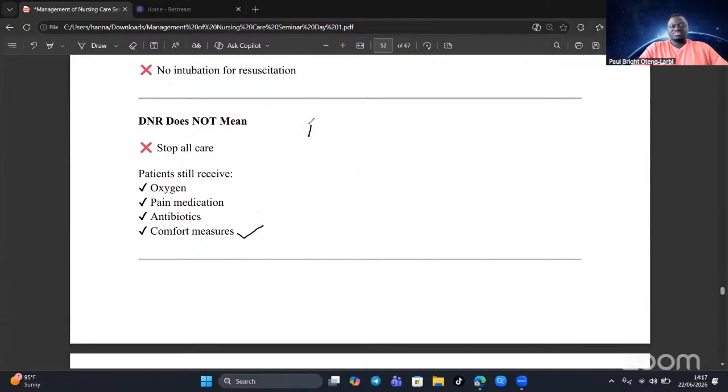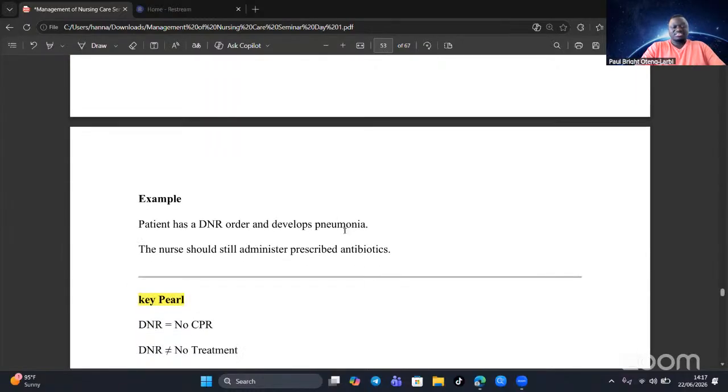Okay. Do not resuscitate. If you give somebody antibiotics, this is not CPR. If you give somebody pain med, this is not CPR. If you give somebody oxygen, this is not CPR. So it is not part. Okay. Palliative is only for cancer patients. Yes, but comfort care is for every other patient, including cancer patients.